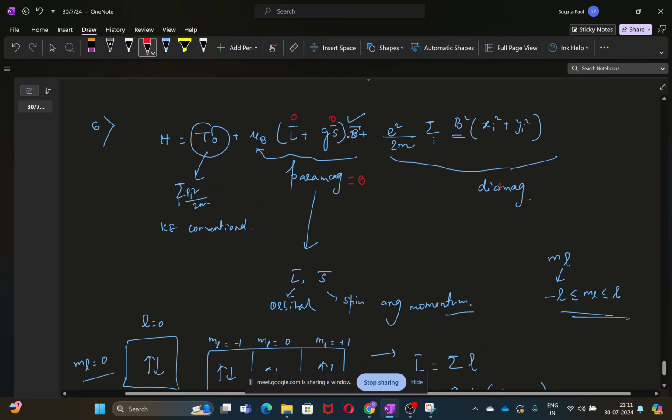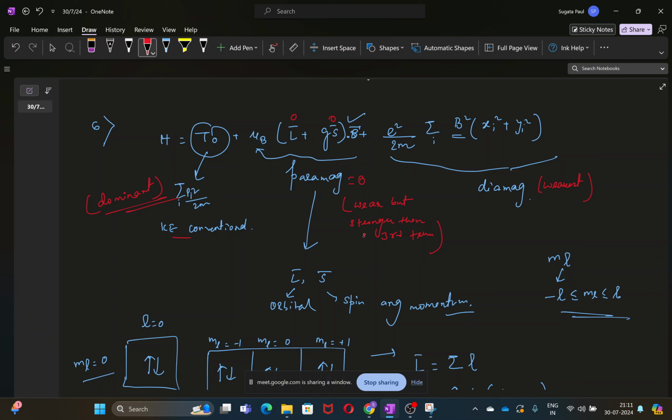And then what becomes relevant is the third term, which is the weakest contribution. The first one, T naught, is the most dominant contribution to the energy or the Hamiltonian, because this is the conventional kinetic energy term. The second term, which is paramagnetic, is still weak but stronger than the third term. So compared to the diamagnetic contribution term, the second term still has a finite strength. If you have an unpaired electron, then this L and S will be non-zero, and then this term will have a non-zero value, giving rise to paramagnetism in the system.